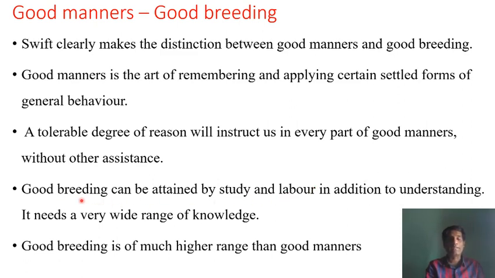Good breeding is the upbringing of children, so it depends on the family. It can be learned with understanding, but good breeding needs a wide range of knowledge. That is the difference between good manners and good breeding. He says that good breeding is of a much higher range than good manners.